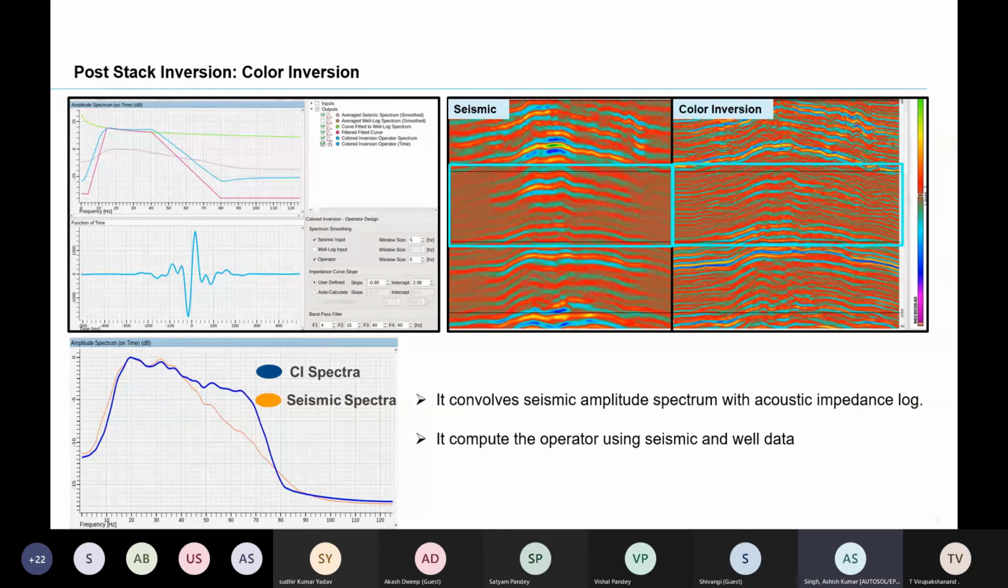Post-stack inversion. Color inversion is a type of post-stack inversion. Actually, what it does, basically, at the well, we have, in any field, two data sets. One is the well data and the second is our seismic data. So it uses both the seismic spectrum as well as the well data spectrum, which is computed from the impedance, right? And it generates an operator, which is used to convert the seismic data.